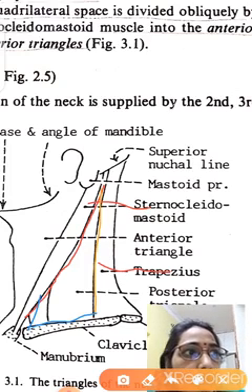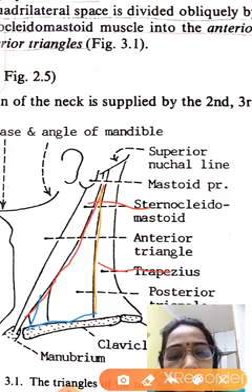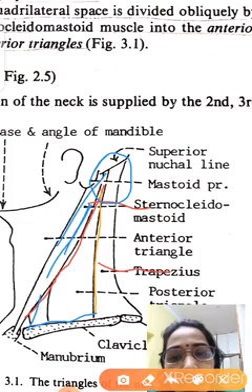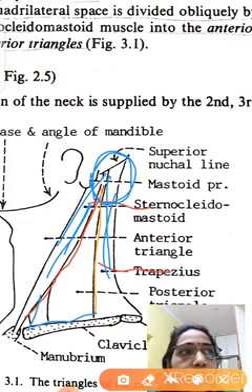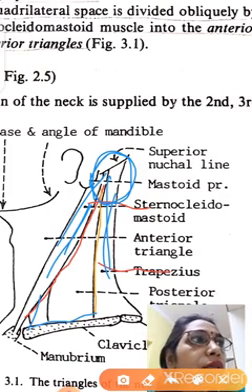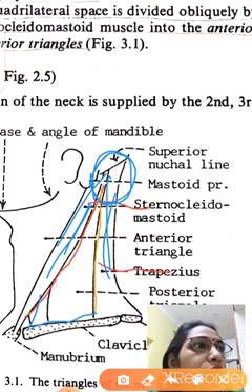The apex lies on the superior nuchal line where the trapezius and sternocleidomastoid meet. See, this is your apex, where the sternocleidomastoid and trapezius meet. This makes the apex of the posterior triangle. So this is about the posterior triangle and its boundaries.